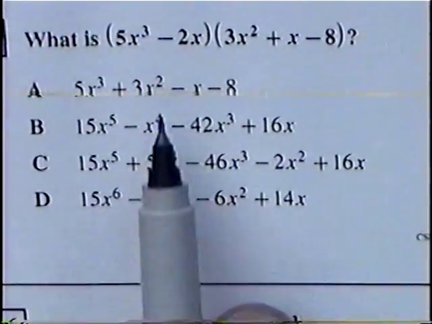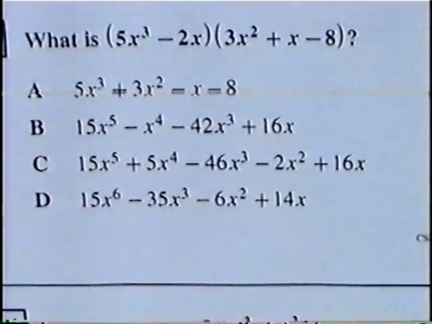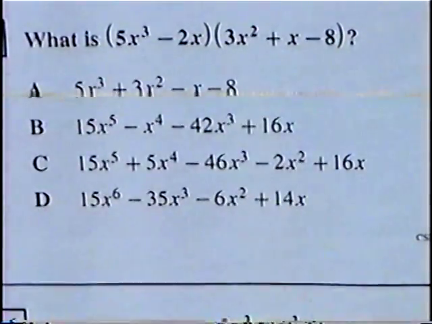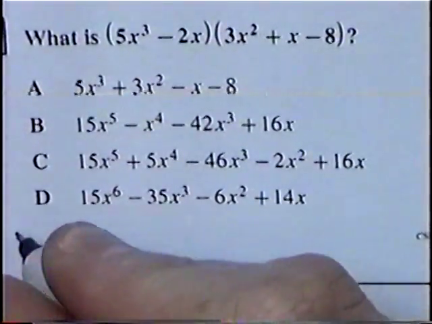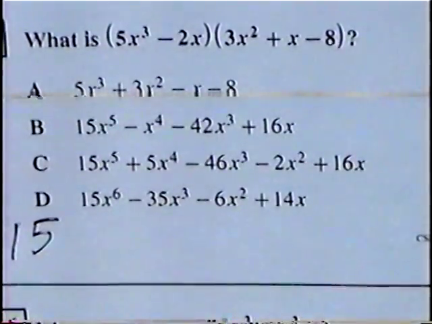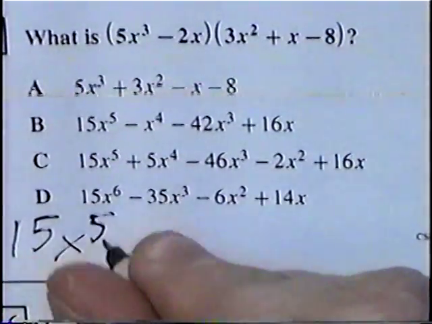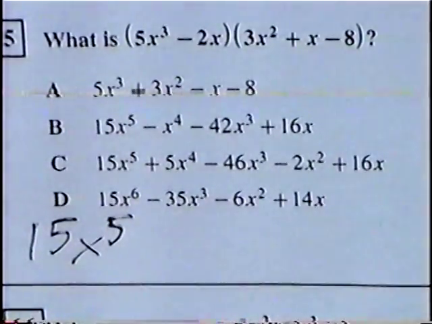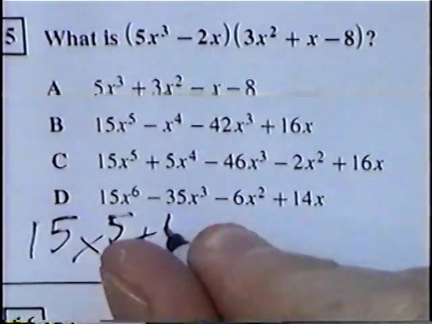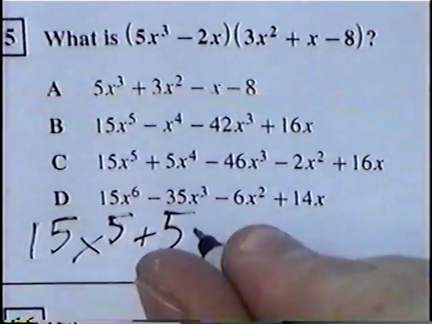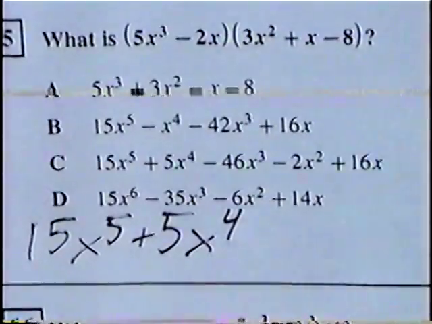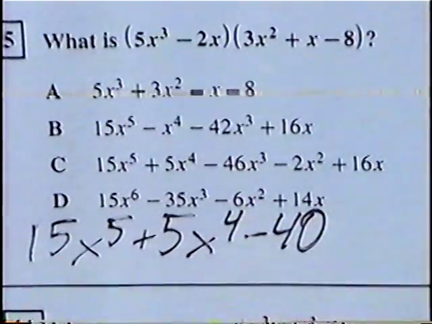Multiplying again, we can multiply each term in the first parentheses by each term in the second parentheses. 5x cubed times 3x squared would be 15x to the 5th. And 5x cubed times positive x would be plus 5x to the 4th. And 5x cubed times a negative 8 would be negative 40x cubed.